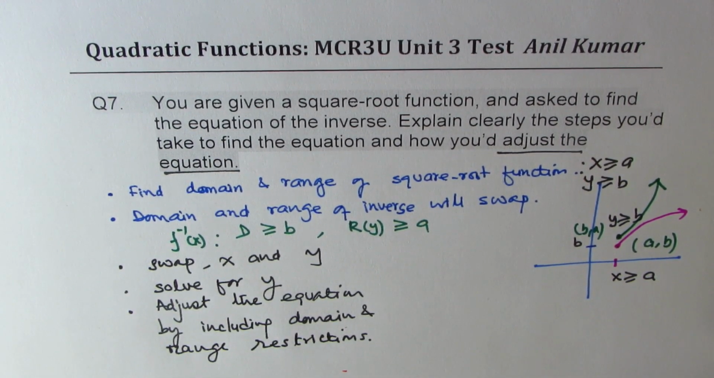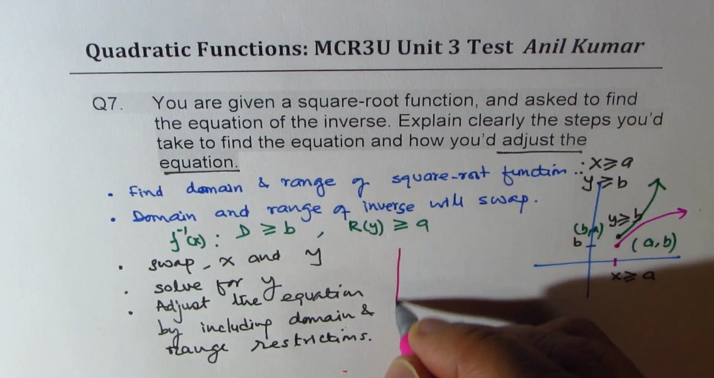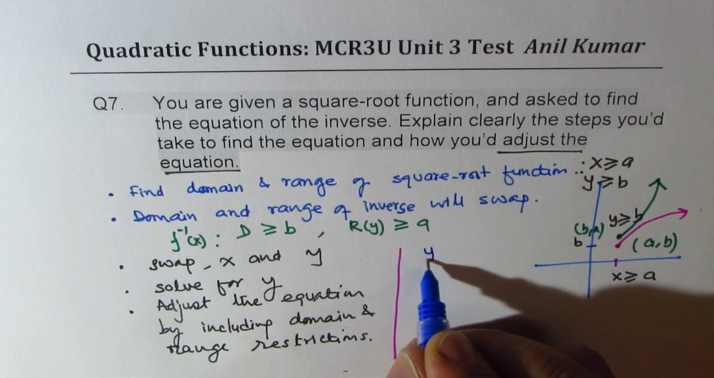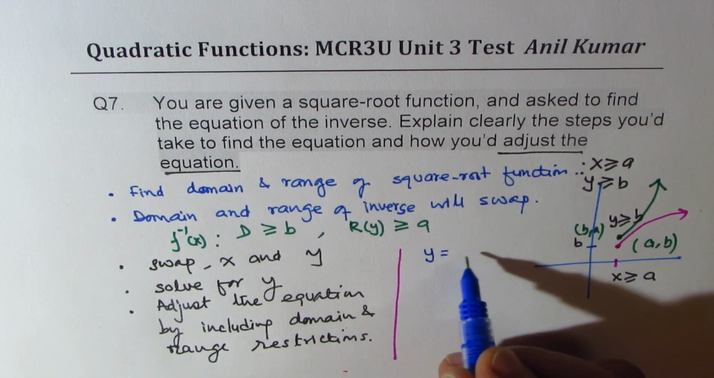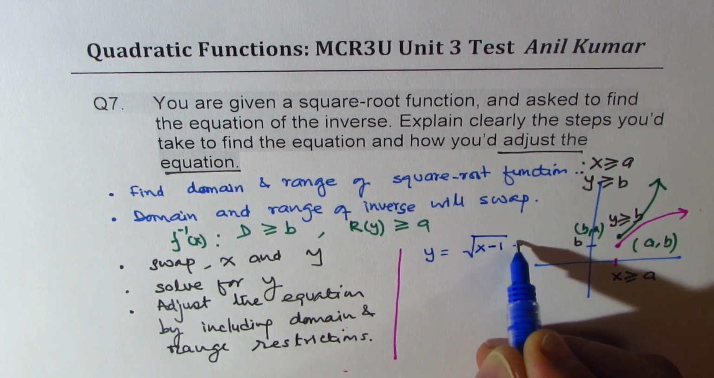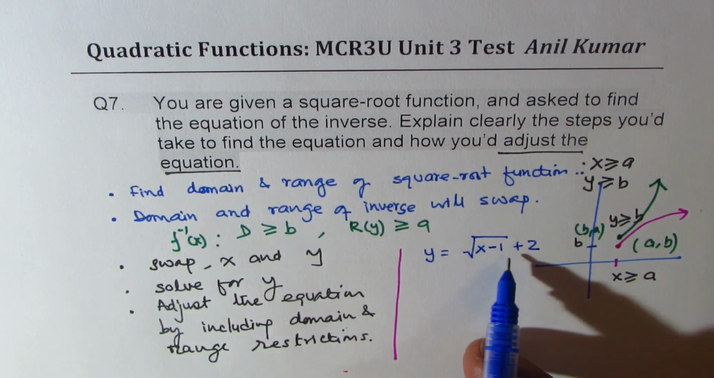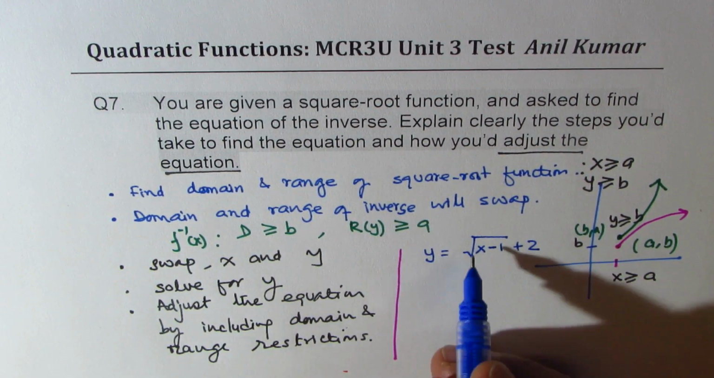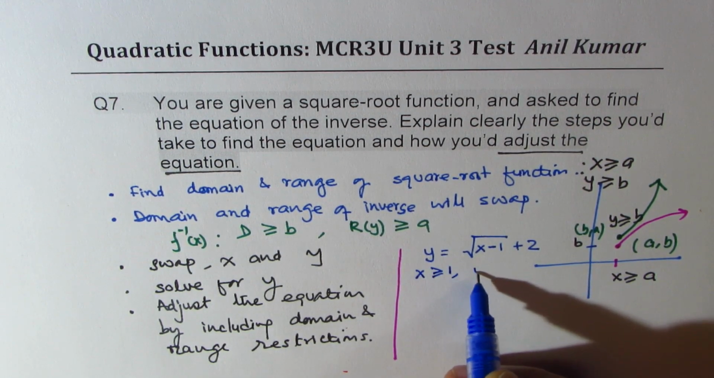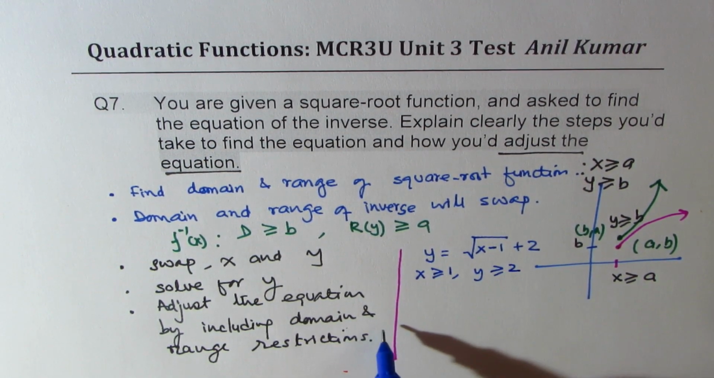So do you understand? That is what is very important to figure out. For example, if I have an equation, let us say y equals square root of x minus 1 plus 2. Now, in this particular case, we have x greater than or equal to 1 and y greater than or equal to 2. So that is for the function.